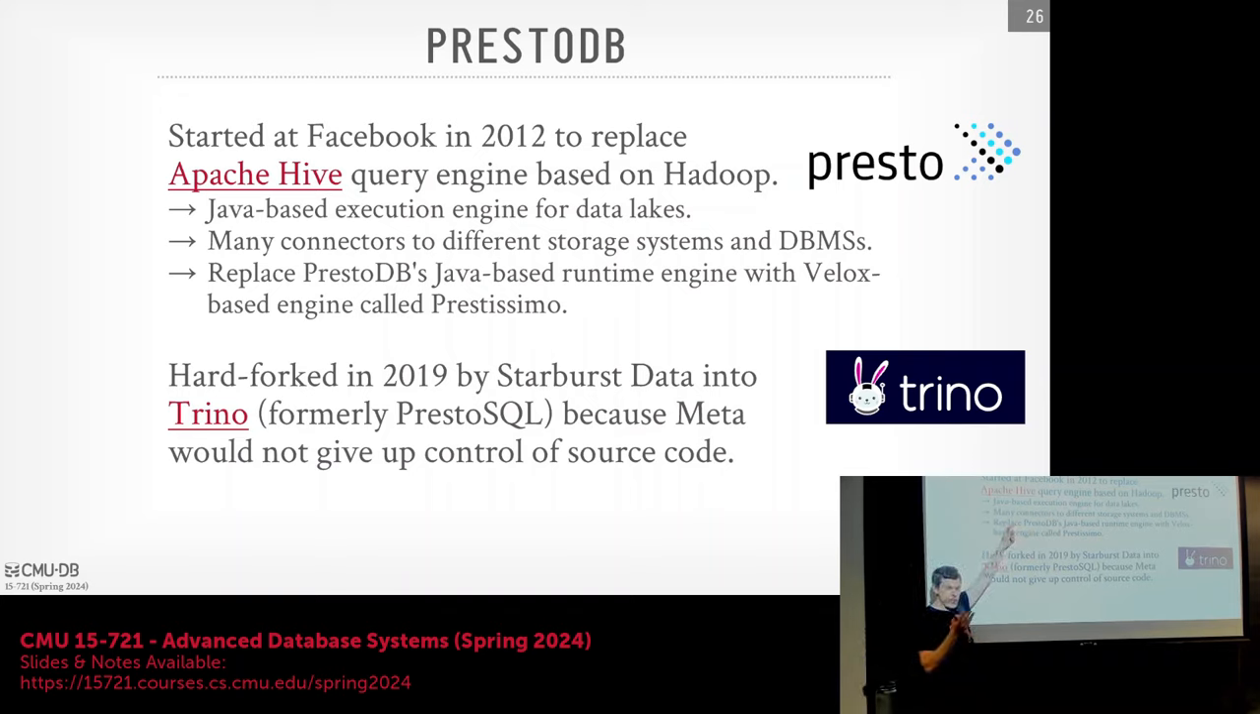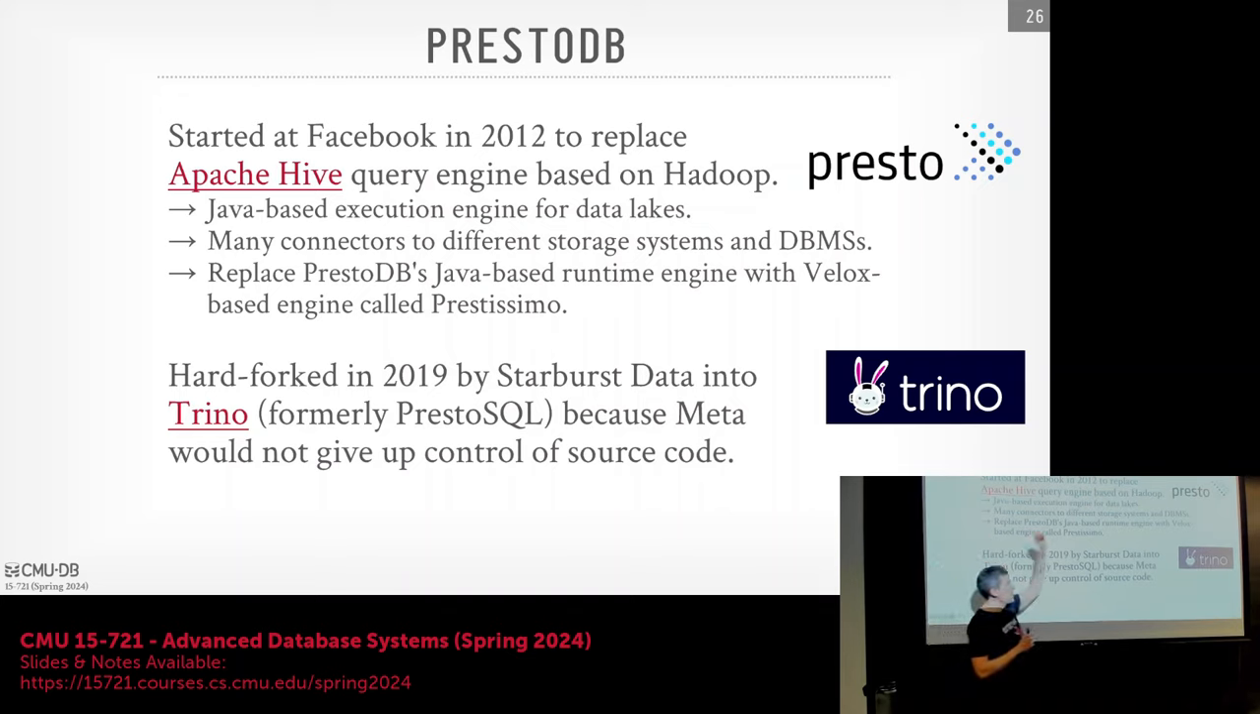Hive came out of Facebook, and that's an Apache project. For whatever reason, Presto was still not an Apache project, because Facebook wasn't giving up control. So these guys forked it and renamed it Trino. And I think this went to a foundation, and then Facebook gave up source control and gave PrestoDB to the Linux Foundation. So not Apache, but other similar kinds of foundations.